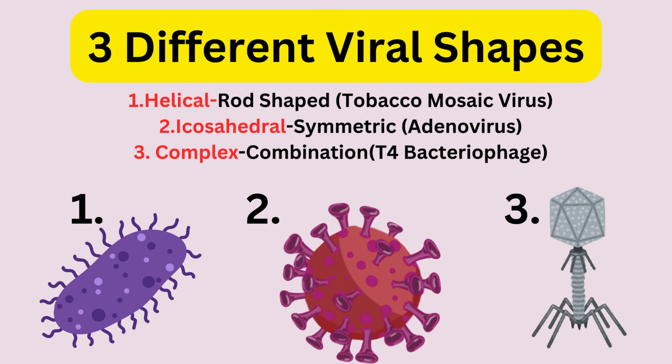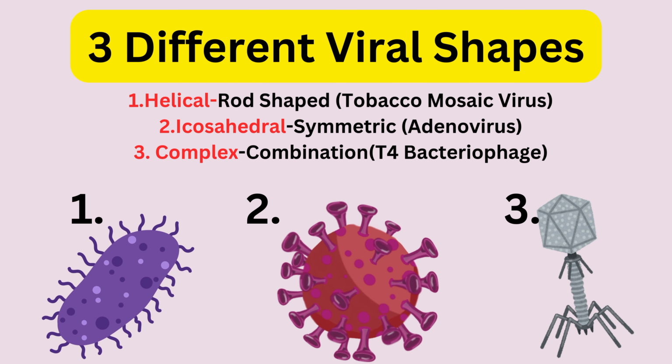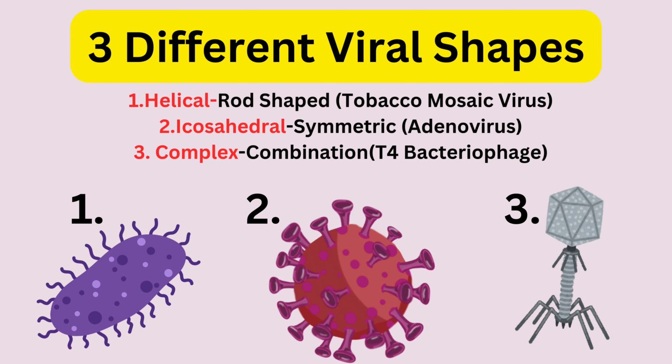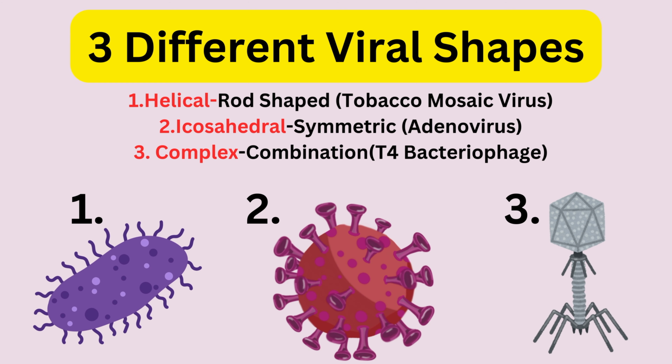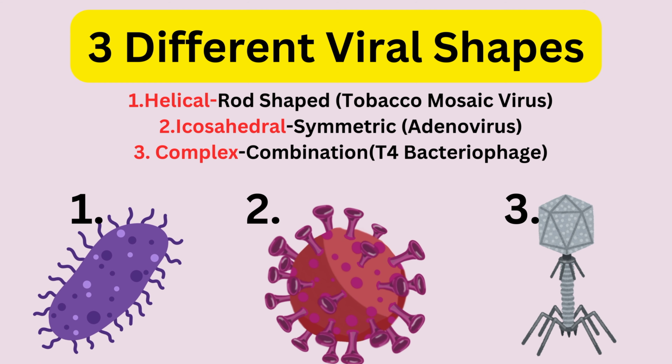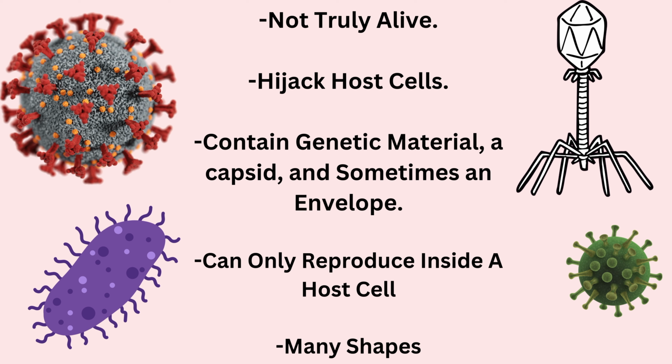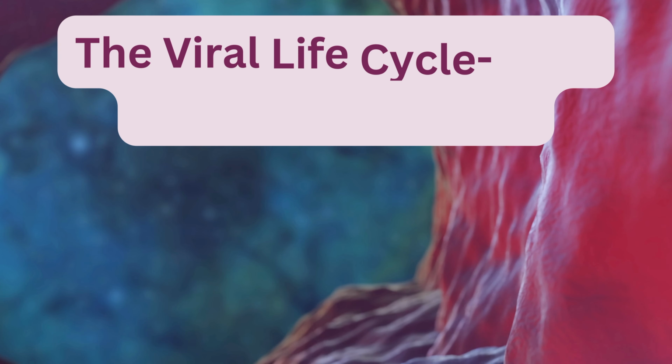There are three main viral shapes: helical, which is rod-shaped, the tobacco mosaic virus; icosahedral, which is symmetric, the adenovirus; and complex, which is a combination of both, the T4 bacteriophage. So viruses overall are not truly alive. They hijack host cells. They contain genetic material, a capsid, and occasionally an envelope, and can only reproduce inside a host cell. There are many shapes and sizes to viruses.